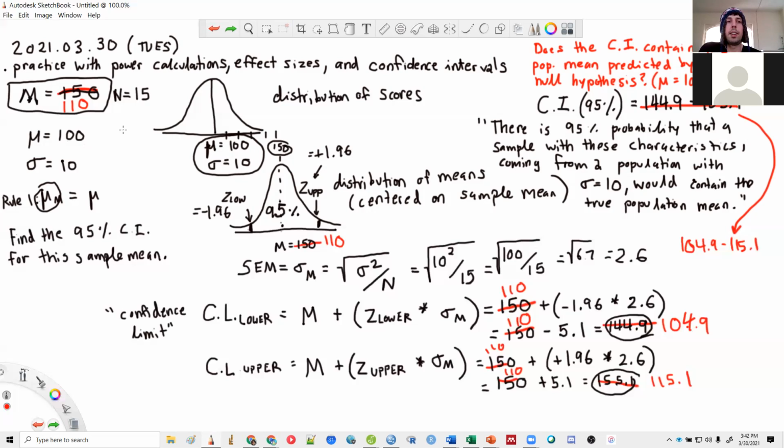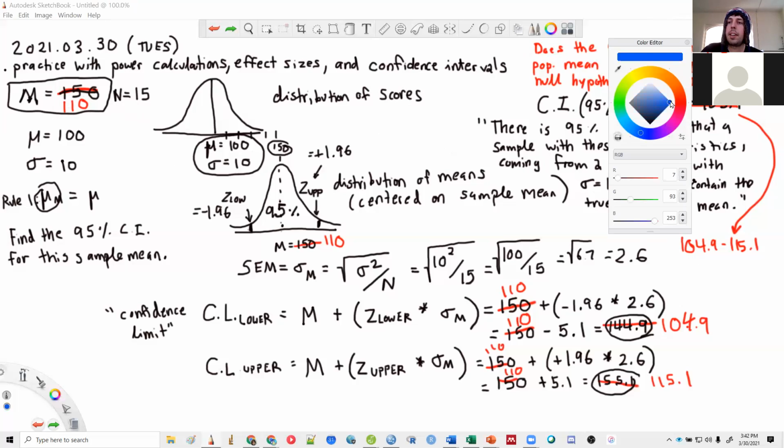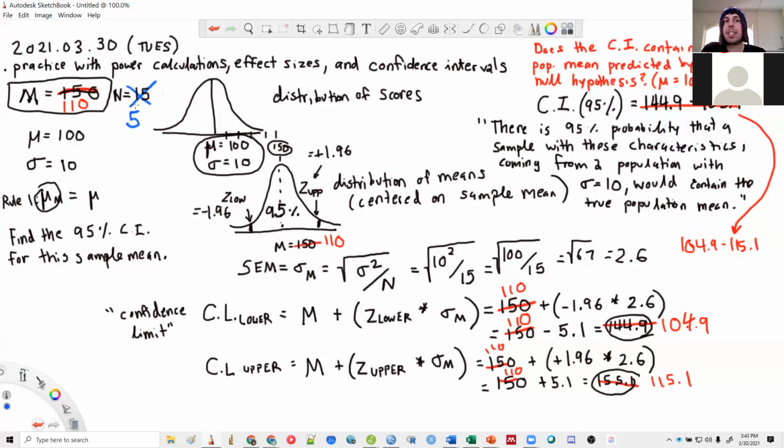But now let's try varying this up a little bit farther. I want you now to do this problem where we have a sample mean of 110. And we found that with a sample mean of 110, the confidence interval still did not include the predicted population mean of 100. But now let's imagine that we change the sample size so that instead of having a sample size of 15, we have a sample size of 5. What I'd like you to do is do the problem again, this time with a smaller sample size, and tell me what the new confidence interval is.